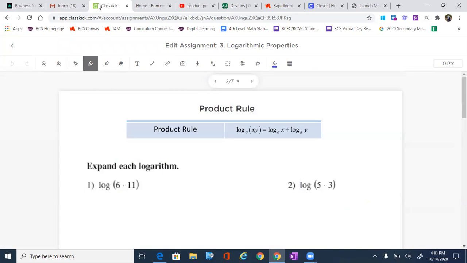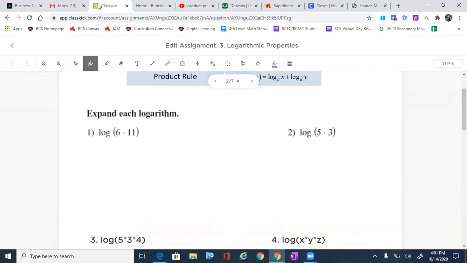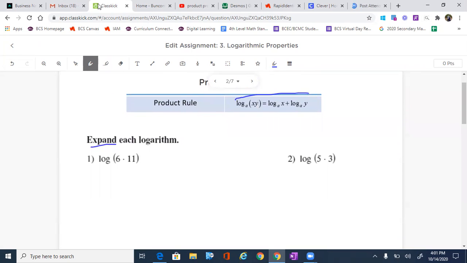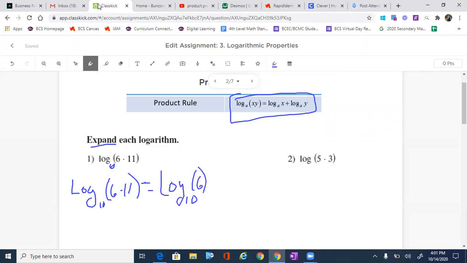And we will break these up. It says log of 6 times 11, and we're going to expand the logarithm using the product rule. Okay, and there it is. I've written it out again for you. All we have to do in this case is notice that it is base 10, because there's no value there. I'm just going to write log base 10 of 6 times 11, which is the same thing expanded as log base 10 of 6 plus log base 10 of 11.